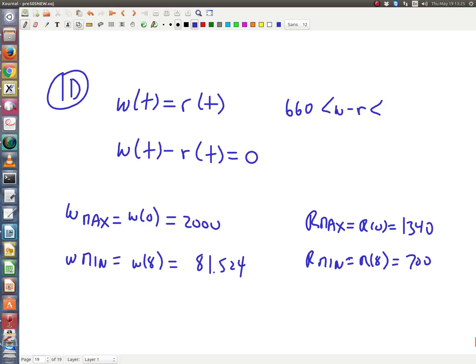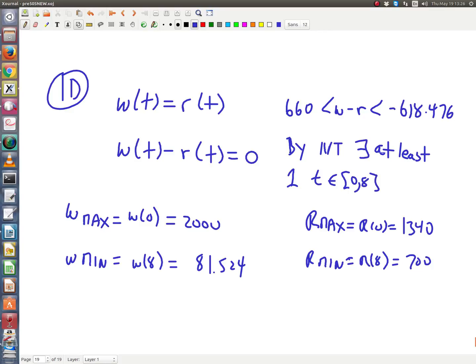and W min minus R min, which is 81.524 minus 700, which is negative 618.476. So by the intermediate value theorem, there must exist at least one value of t on the interval from 0 to 8 such that W minus R is equal to 0. In other words, there must be a t such that W equals R of t.